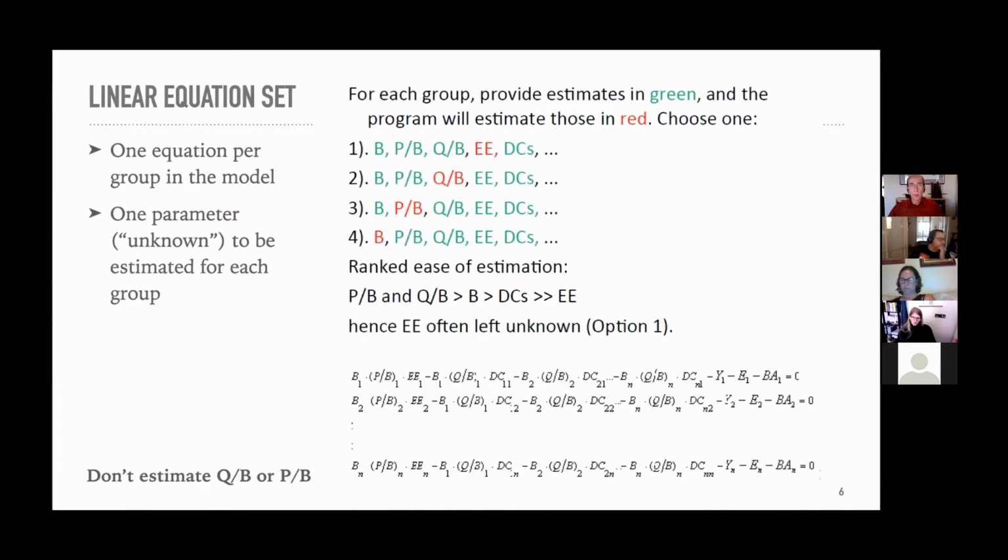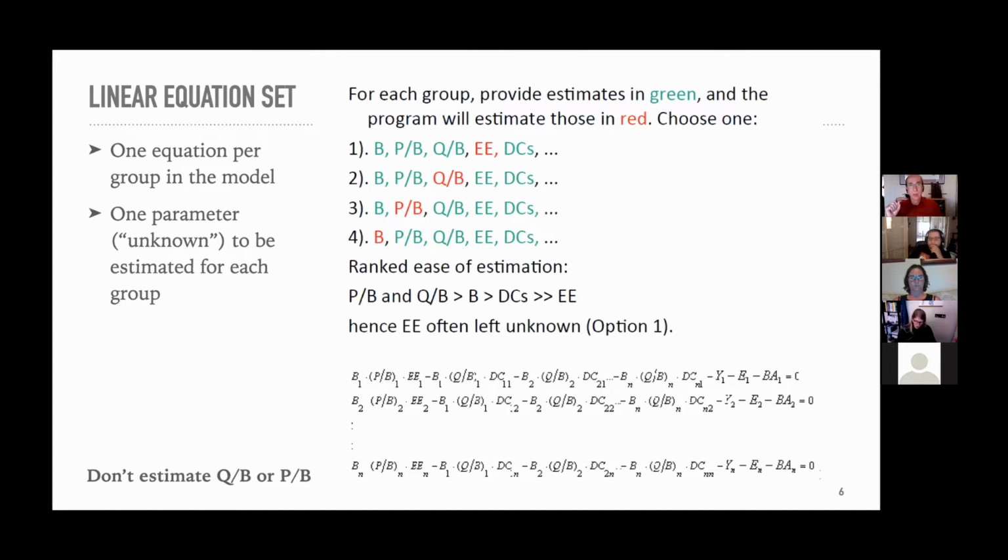Now, we have those four. And the rule is basically: estimate ecotrophic efficiency if you can. If you have an estimate for biomass, estimate ecotrophic efficiency. You can estimate that, or QB, the consumption biomass ratio, for a given group. This is all by group. Or production biomass ratio, total mortality, that's the third option here, or biomass. However, forget about estimating PB and QB. We have estimates. We know what they should be. We don't know what the biomass is. We don't know what the ecotrophic efficiency is. Those are the two to estimate.